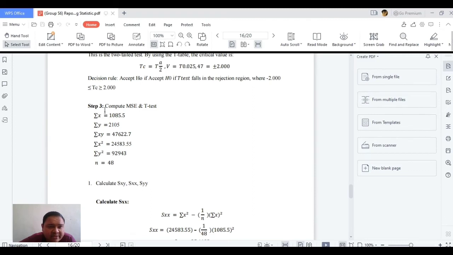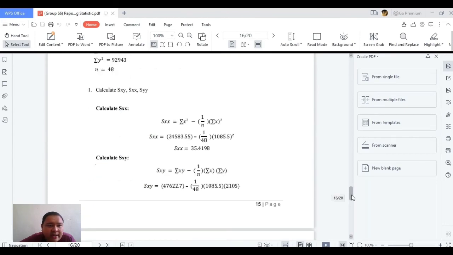So for summation of x, we will get 1085.5. Summation of y, we will get 2105. For summation of x times y, we will get 47622.7. For summation of x squared, we will get 34583.55. And summation of y squared, we will get 92943, and where n is most important, which is 48. So first, calculate Sxy, Sxx, and Syy.